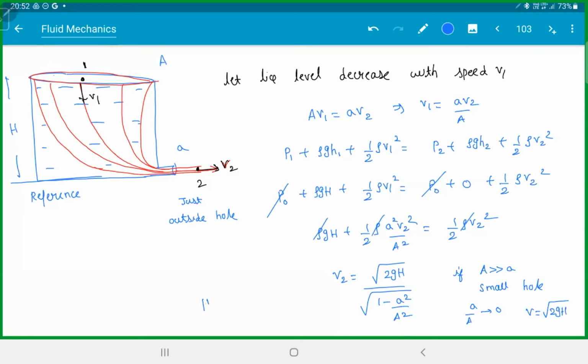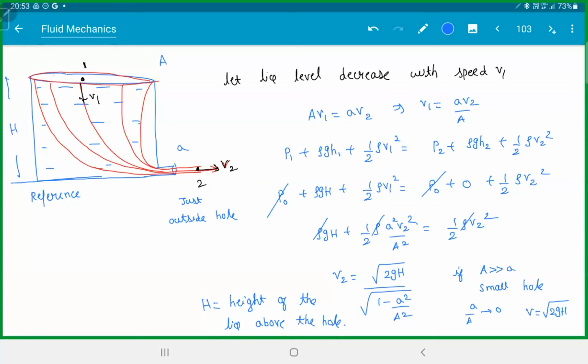What is h here? h is not the height of the container. h is the height of the liquid above the hole. Have a look at this. So use the formula root 2gh directly if the hole is very small, right? If the hole is not small, you have to use that formula, root 2gh by root of 1 minus a squared by A squared.